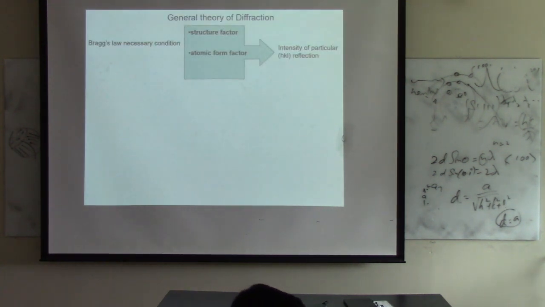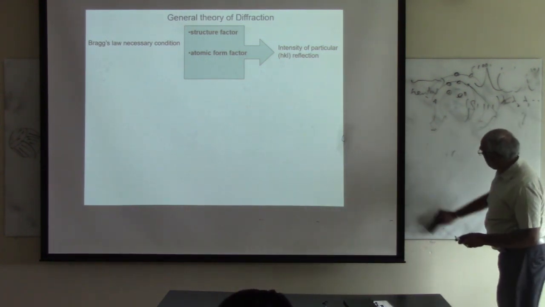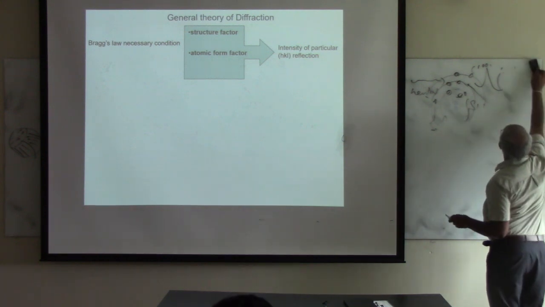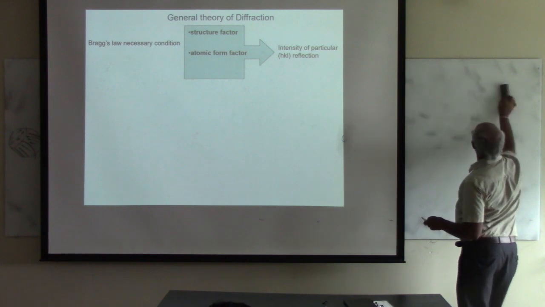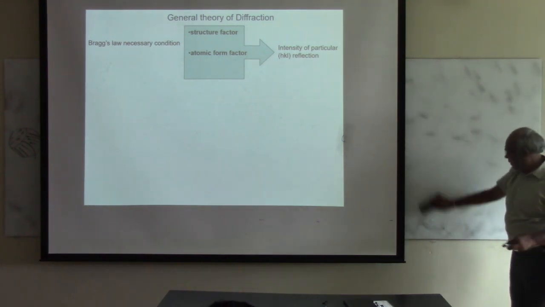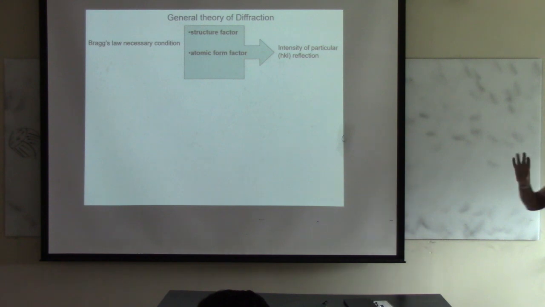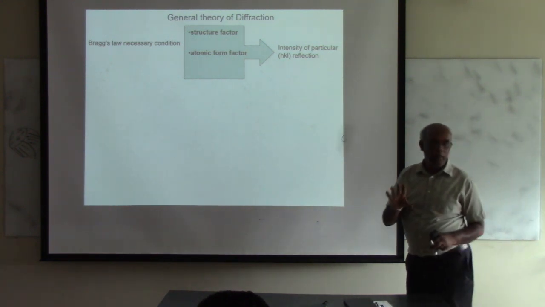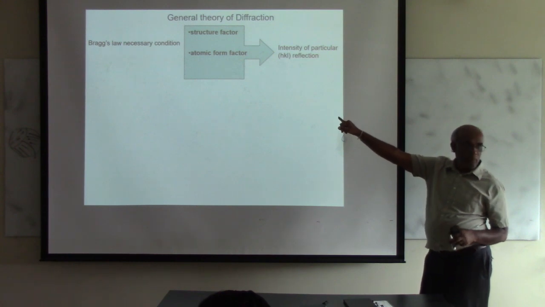Okay, so now we are going to go to the real diffraction theory. This may sound a little bit complicated, but I just want you to understand the final results, though I like to derive that diffraction theory. When you talk about the diffraction theory, there are two very important factors for a given material: something called the structure factor and the atomic form factor.